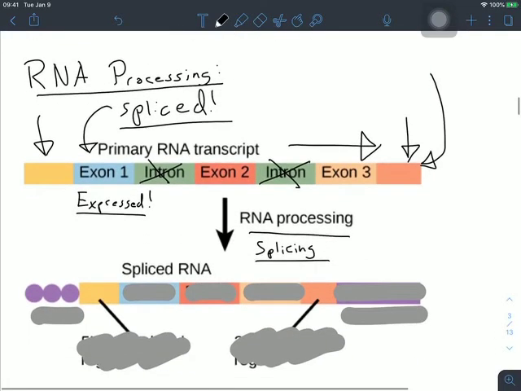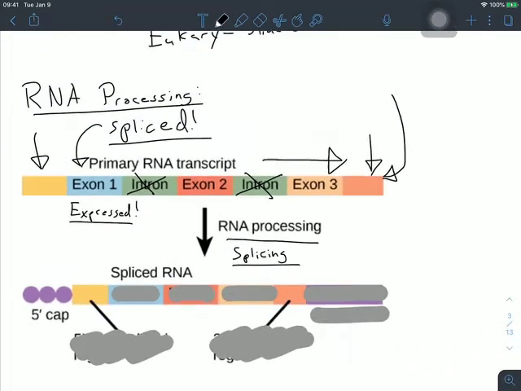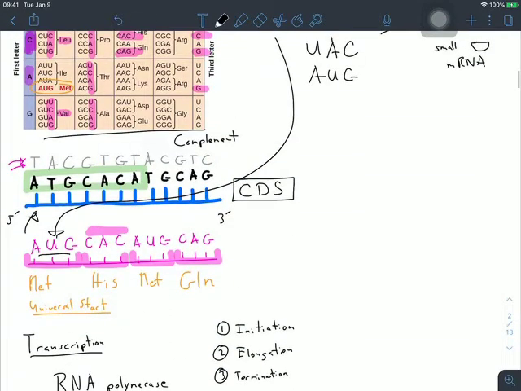The spliced RNA will have a couple of additional features. Up front, it's going to have a 5' cap. And it's called a 5' cap because, guess what? That was the 5' end of your DNA. So again, it just corresponds to the same side as the 5' end.